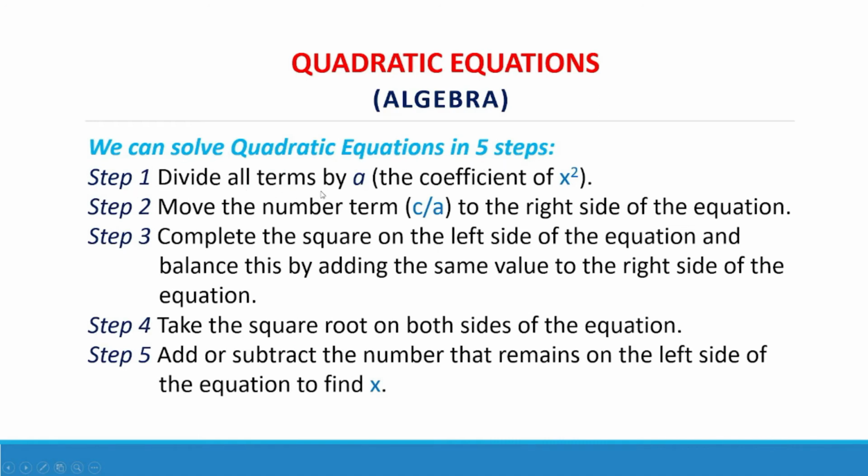We can solve quadratic equations in 5 steps. Step 1. Divide all terms by a, which is the coefficient of x squared. If the coefficient of x squared is 1, there is no need to divide the terms. Step 2. Move the number term c over a to the right side of the equation. Step 3. Complete the square on the left side of the equation and balance this by adding the same value to the right side of the equation. Step 4. Take the square root on both sides of the equation. And step 5. Add or subtract the number that remains on the left side of the equation to find x.